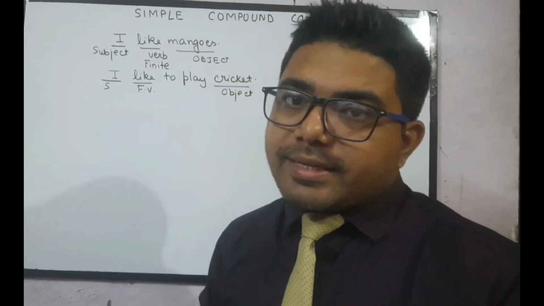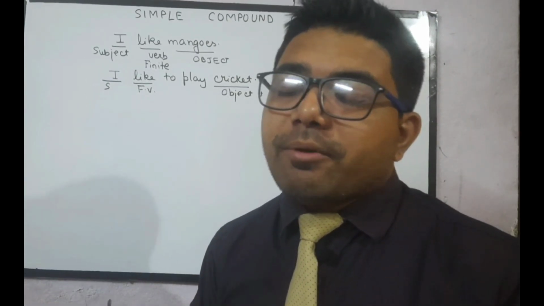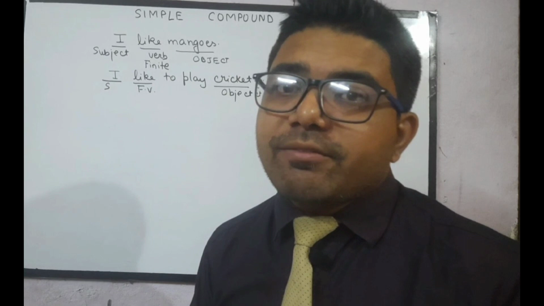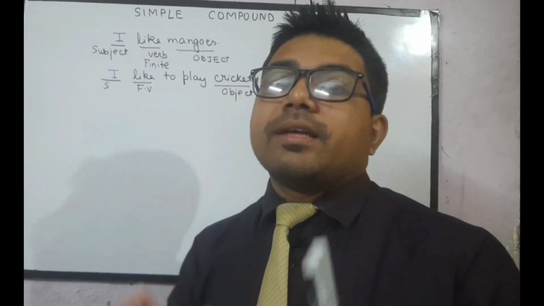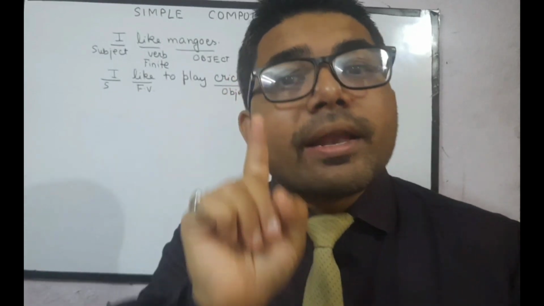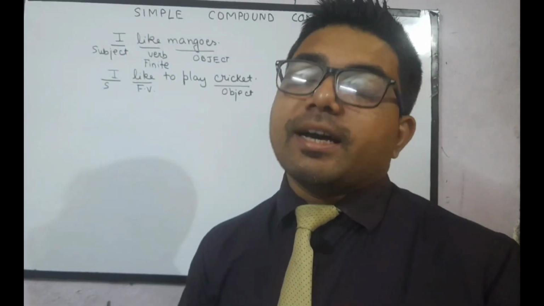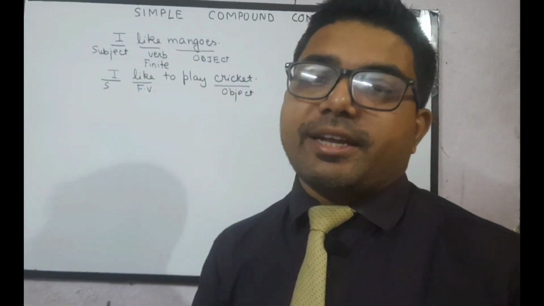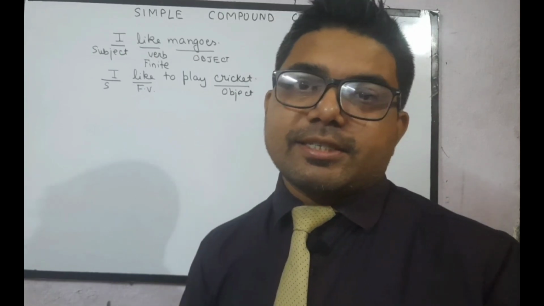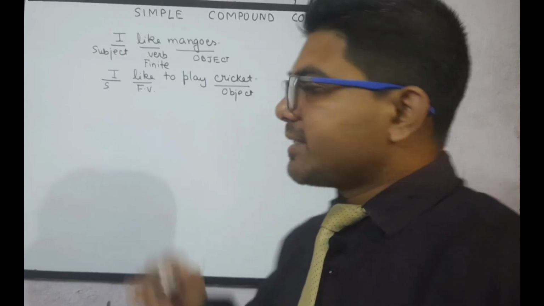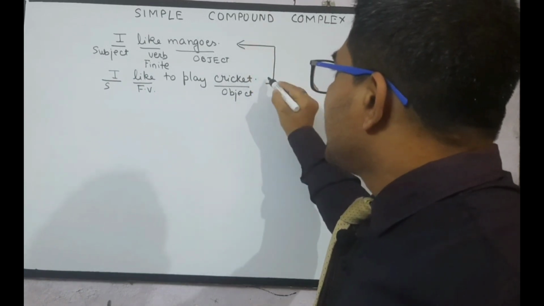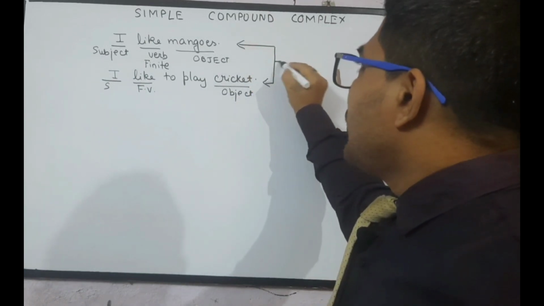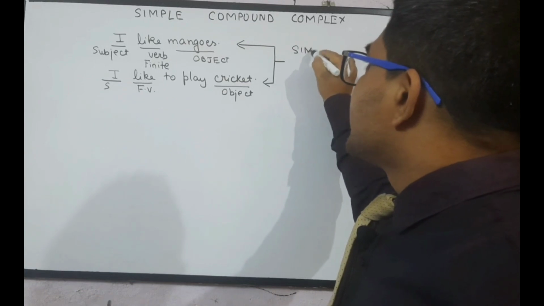So in this sentence, how many finite verbs are present? इसमें भी कितना सारा finite verbs है? एक. Okay. So now, if there is only one finite verb in a sentence, अगर sentence में सिर्फ एक finite verb है, that sentence is called simple sentence. Okay. So these two sentences, these are called simple sentence.